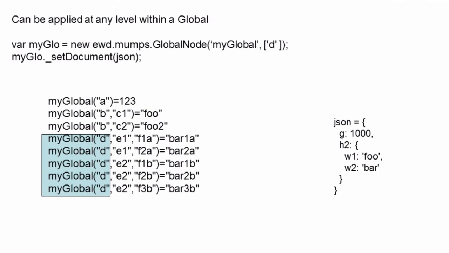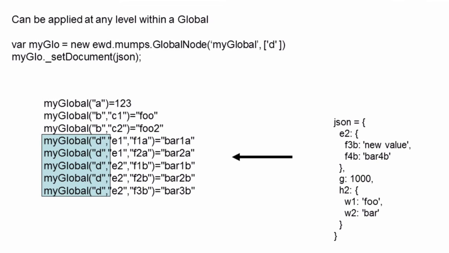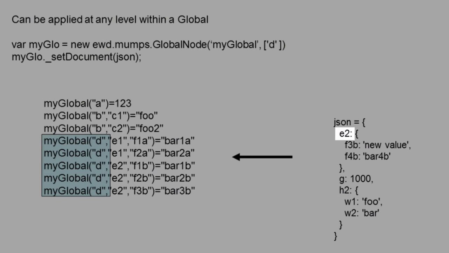So okay, what happens if you invoke this global node object's setDocument method using the JSON document on the right? Well, what happens is that the JSON data is added as a new subtree of nodes beneath the specified global node, which in this example means that it adds a new set of subscripts beneath the first subscript D, as shown in green. Okay, so what happens if the JSON we're injecting into the global duplicates some of the existing subscripts, like here? This E2 property would map to the already existing second subscript E2, and whilst this F4 property is new, the F3 one already exists in the global.